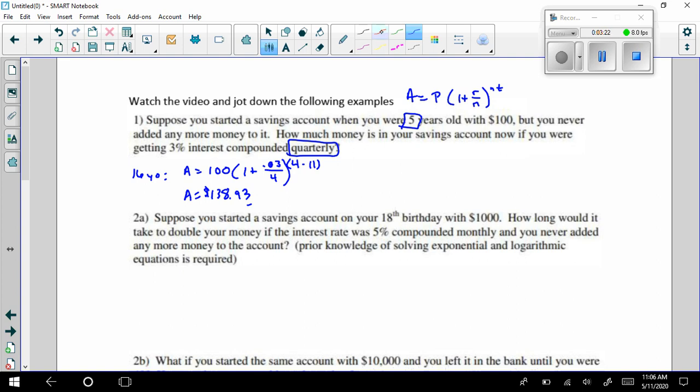All right, for a 17-year-old, you would do it the same way, with the change of how many years this has been invested. So just a year later, everything stays the same except that 11 is now a 12. It has been one more year. And so we can type that again into our calculator, and your actual amount would be $143.10.